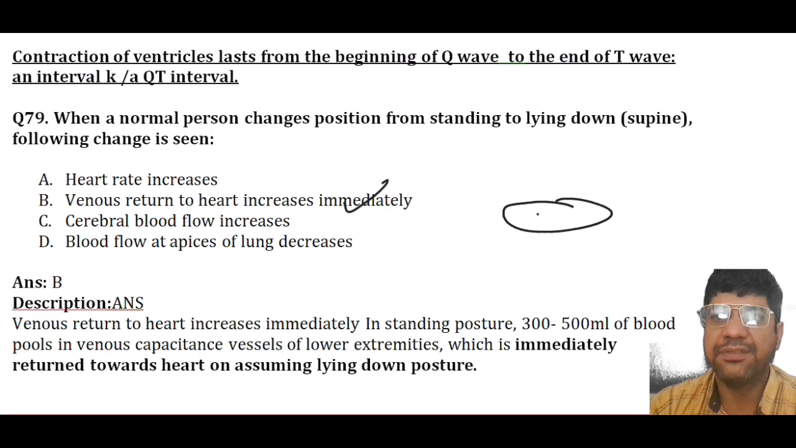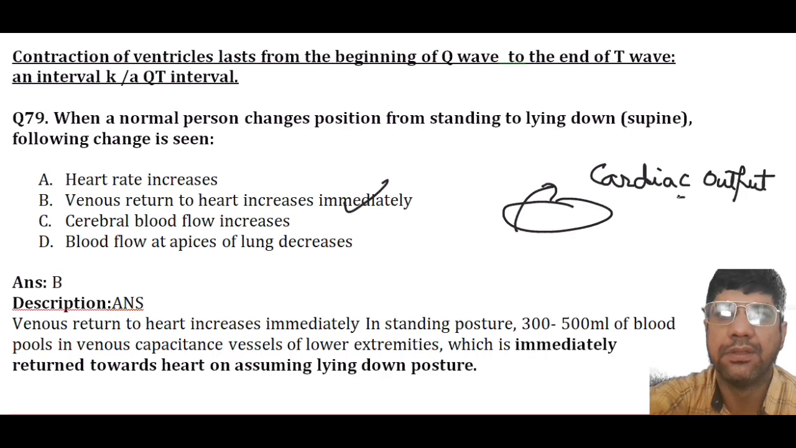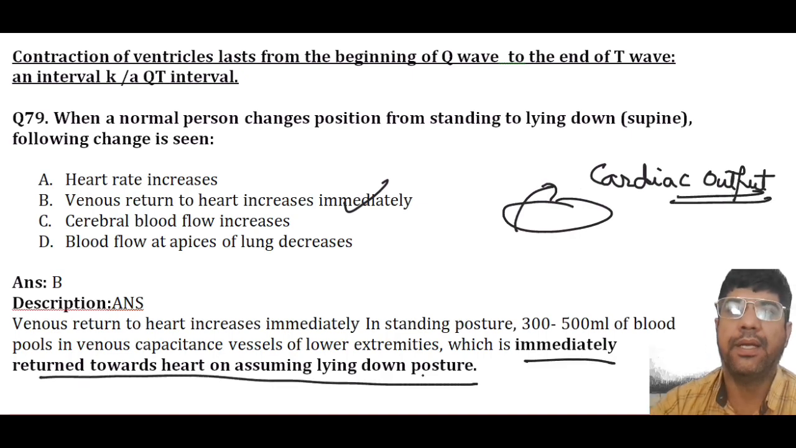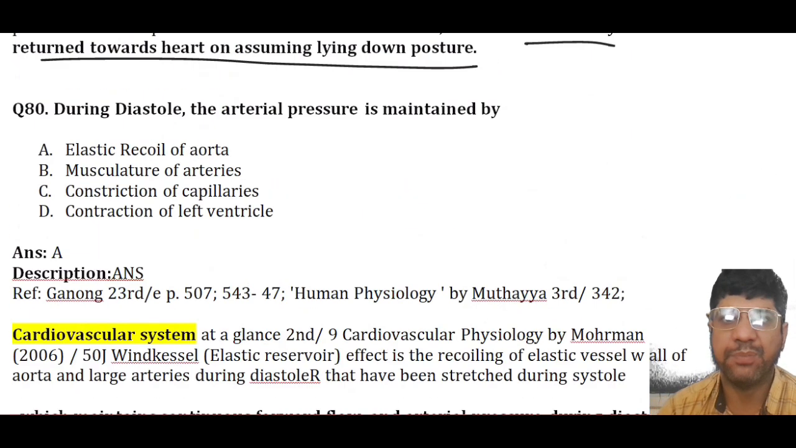This venous return helps to maintain the cardiac output and blood pressure when changing position. During diastole, the phase of the cardiac cycle when the heart is relaxed and filling with blood, the arterial pressure is primarily maintained by the elastic recoil of the aorta.